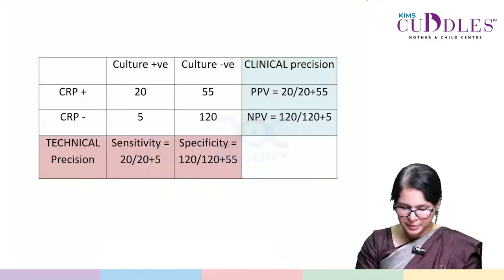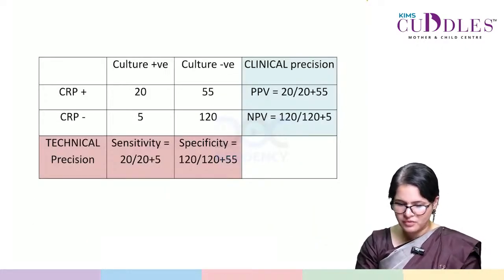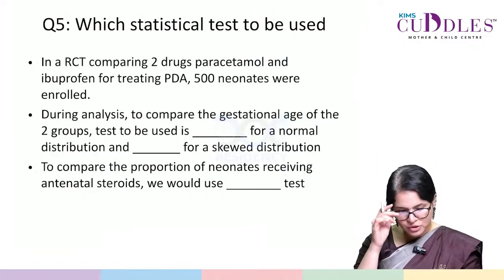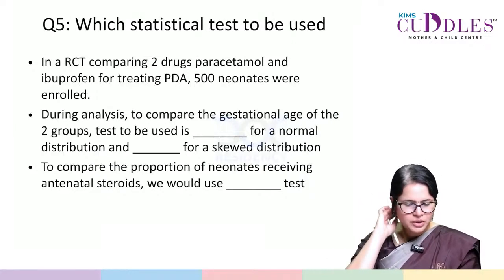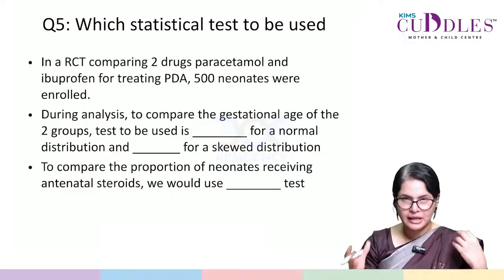So this is, I think, a little bit more explanation on sensitivity, specificity, etc. So we'll move on to the next question. Which statistical test is to be used in these different scenarios? This is the next question.